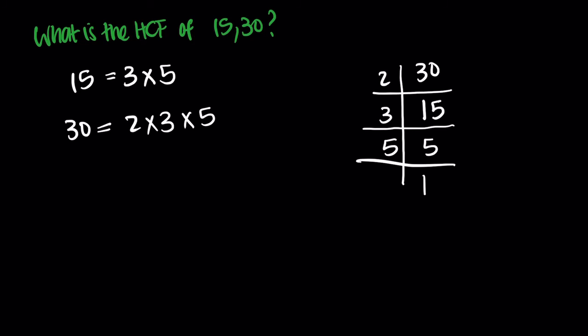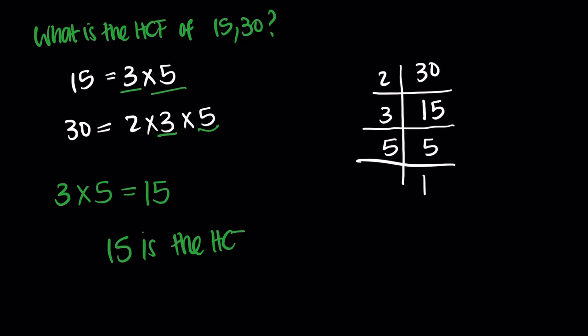The highest common factor is now the product of all the prime factors that are common between both numbers. So if we look at 15 and 30, we see that we have a 3 common between both numbers, as well as a 5. So the HCF is 3 multiplied by 5, which is 15.